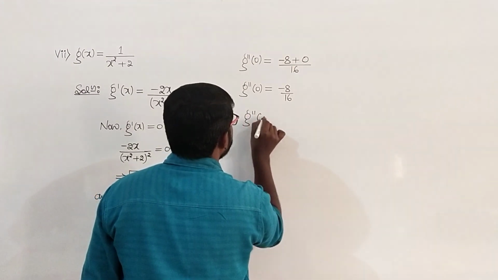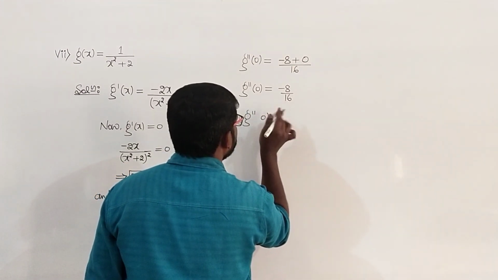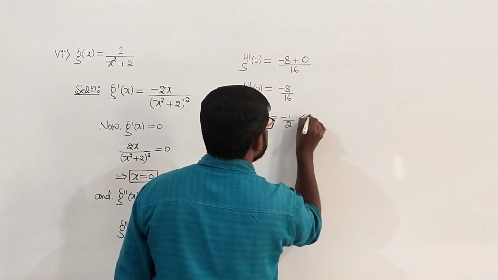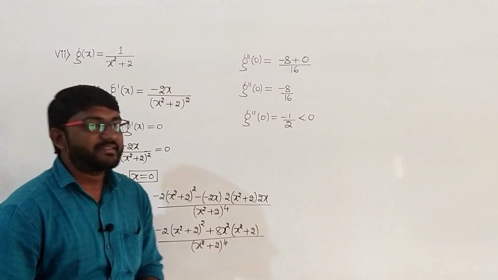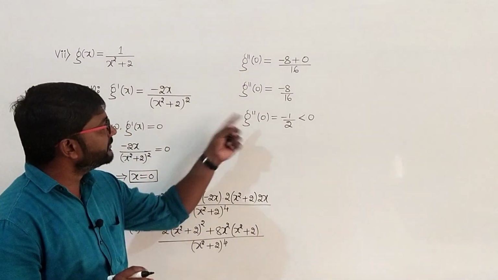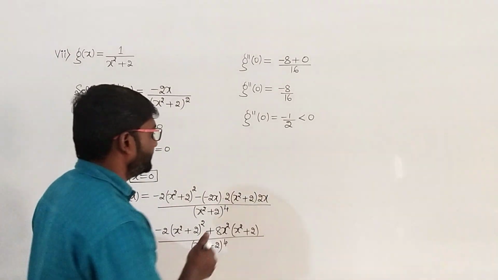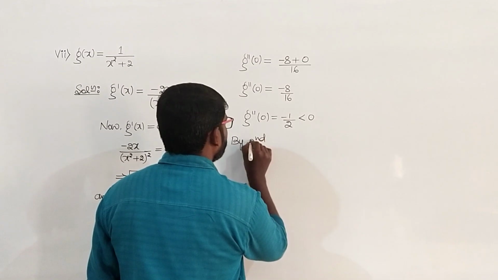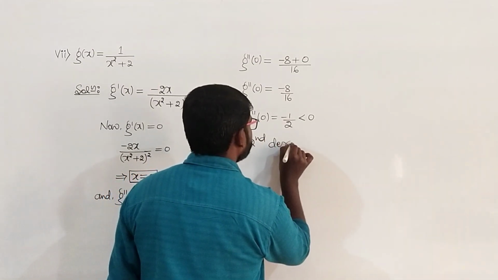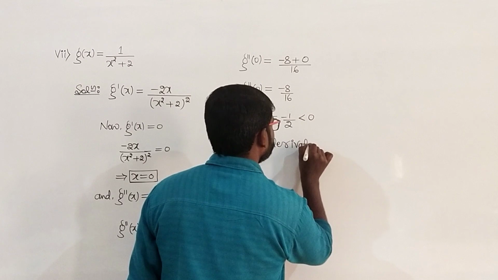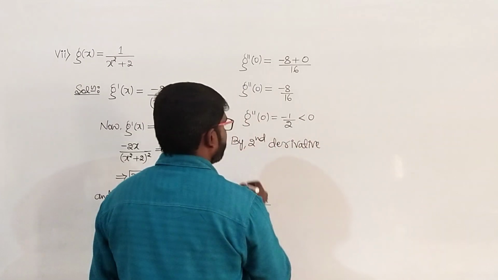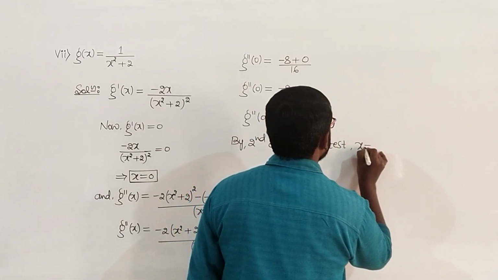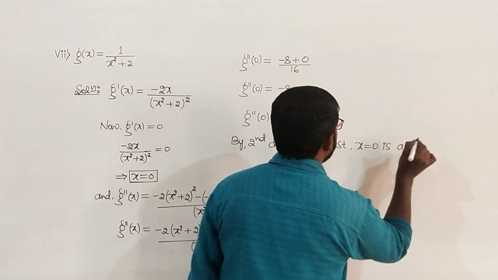G double dash of 0 is minus 1 by 2, which is less than 0. So by the second derivative test, x equal to 0 is a point of local maxima.